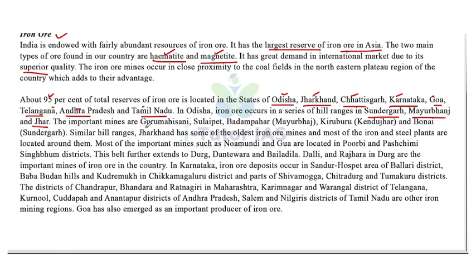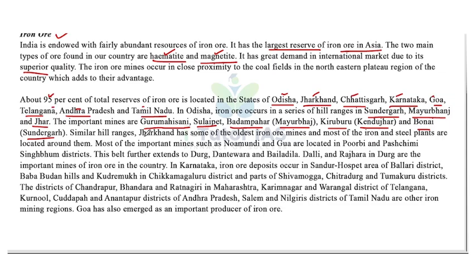The important mines are Gurumahisani, Sulaipet, Badampahar, that is Mayurbhanj, then Kiruburu, that is Kendujhar, and Bonai, that is Sundargarh. Okay, so these are some of the important mines present in that region.